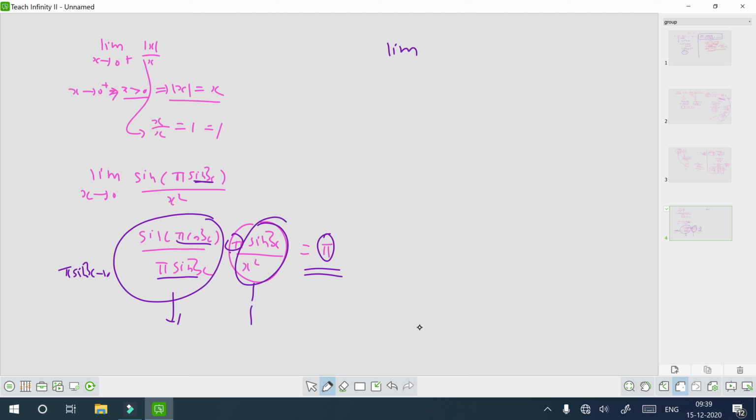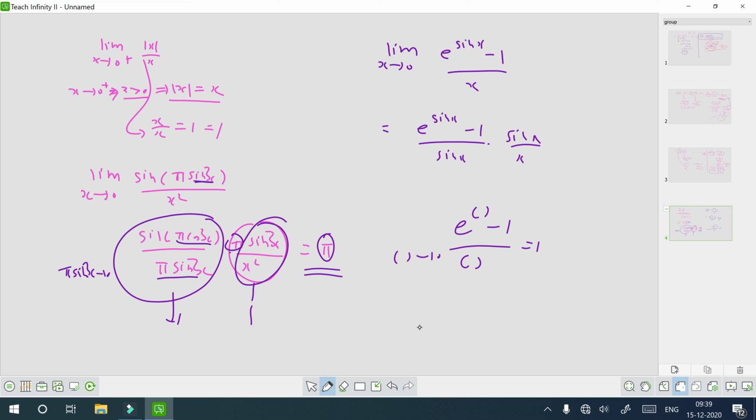Next one, limit x tends to 0, e raised to sine x over x. Yes or no? So, can I write e raised to sine x minus 1 over sine x into sine x by x? Why? Because we know that e raised to something minus 1 over something tends to 0, then it comes out 1. So, here some function is sine x, so multiplied and divided by that thing, and into 1 by x is there. So, if we apply the rule, then this comes out 1 and this one also comes out 1. So, answer is 1. Clear?